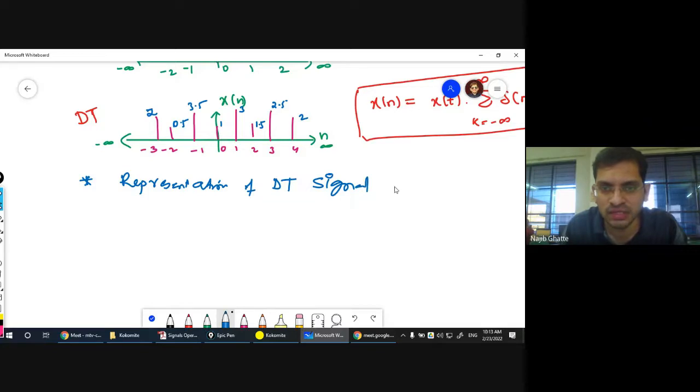Obviously, a discrete time signal is denoted by the letter X, because X is any arbitrary random signal. Fine, let the age at which Salman Khan is going to marry be X, because I don't know when he's going to marry.